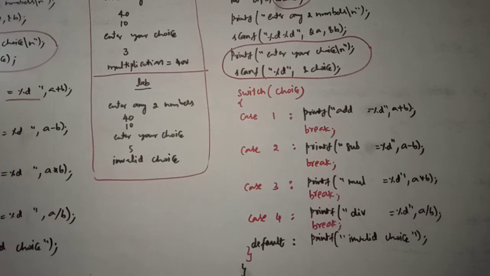So if your choice is 1, control will be transferred to the statement in case 1. After executing the statement, break. Break is used to come out of switch case. If your choice is 3, control will be transferred to the statement in case 3, and after executing the statement you just come out of switch case.